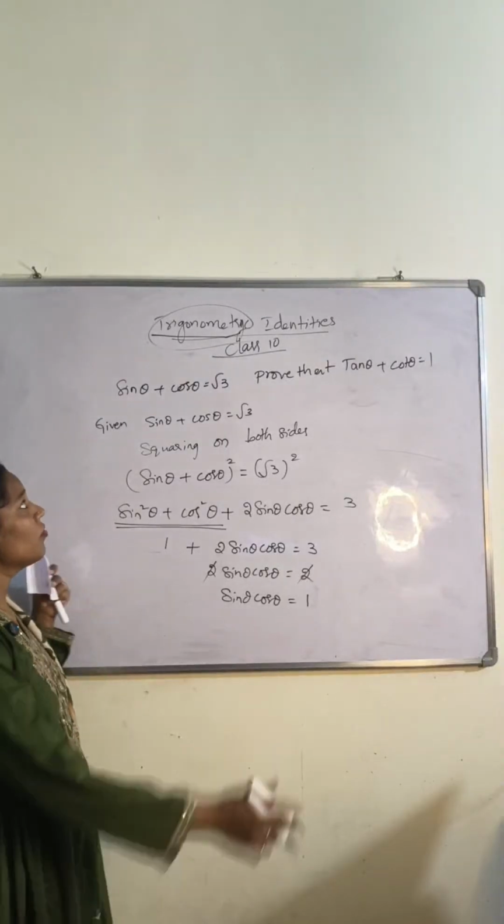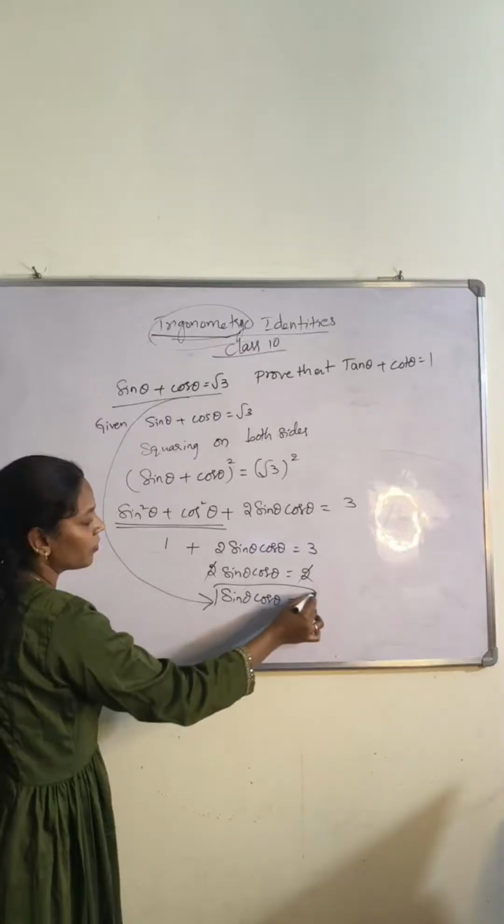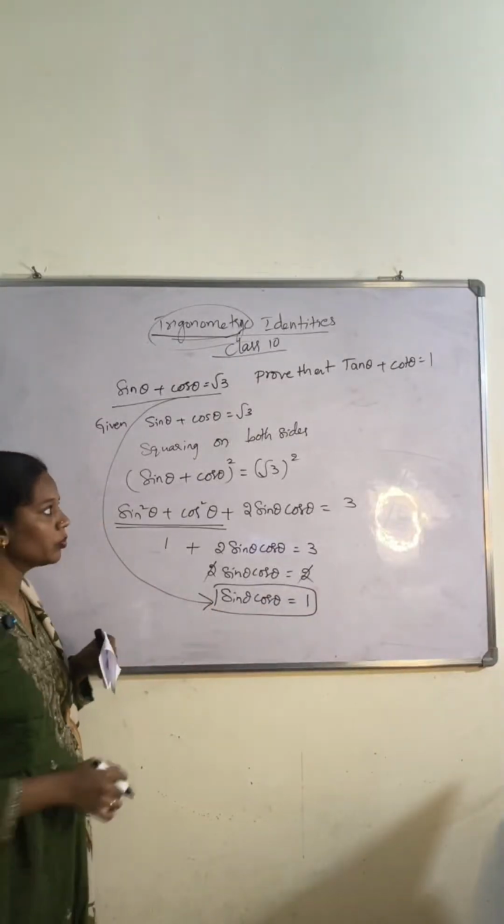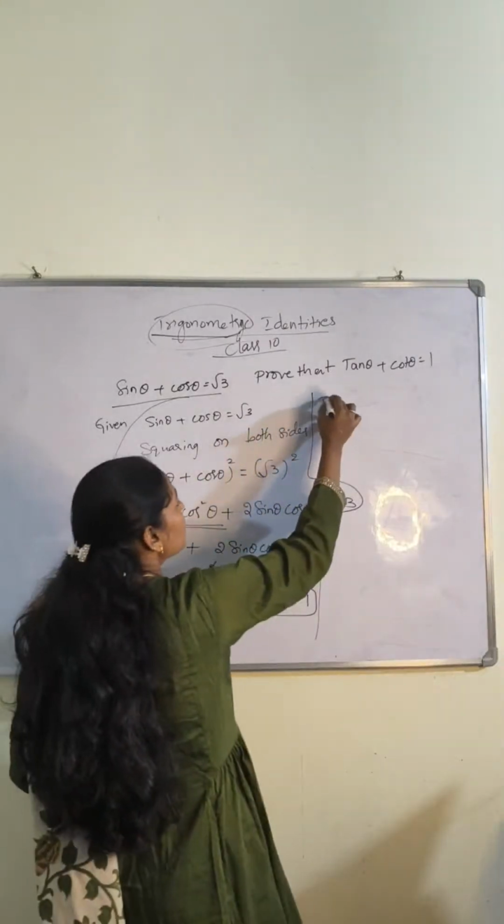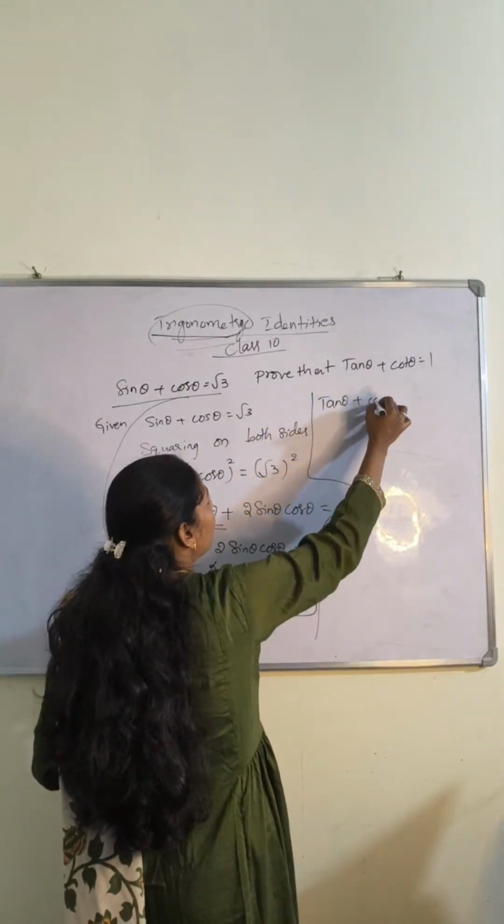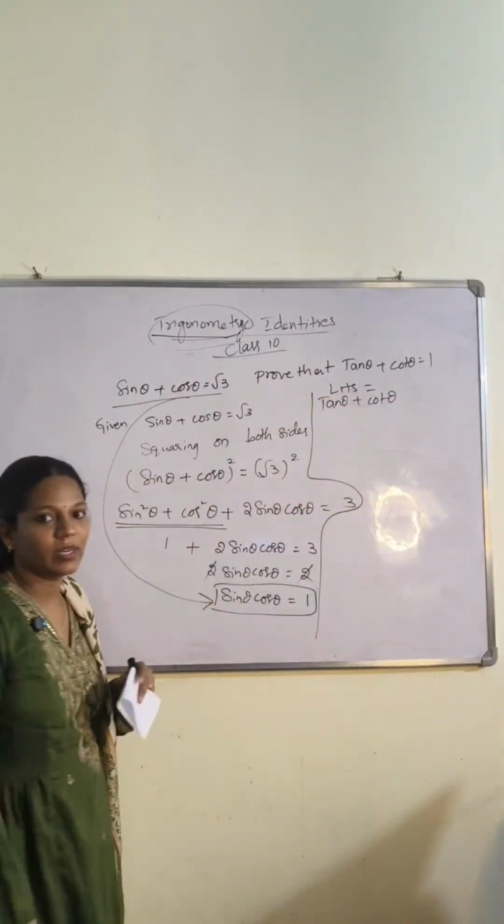Now, from the given, this is what we have acquired. What are they asking you to prove? What they are asking you to prove is tan theta plus cot theta. So LHS equals tan theta plus cot theta.